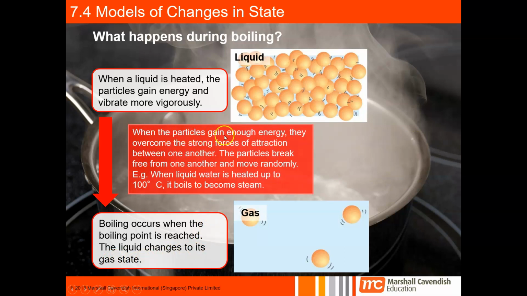So when the particles gain enough energy, they start to overcome the strong forces of attraction between one another. These particles have a strong attraction to the particles around them. And the energy that is gained when heat is introduced is used to break up these forces of attraction, also known as the bonds between each other. And when the bonds are broken, then they become free and they can start to move randomly.